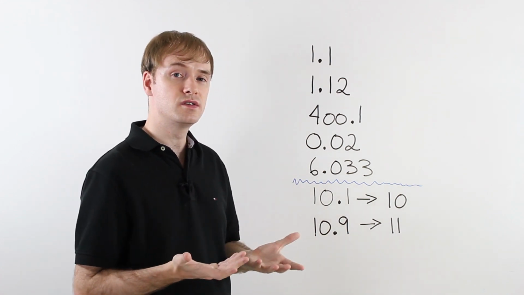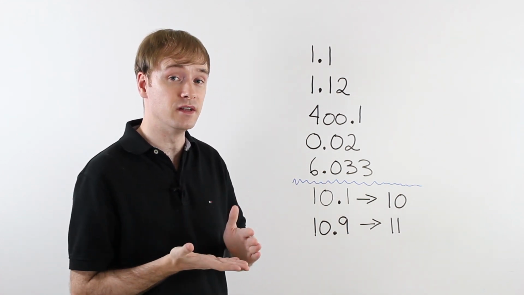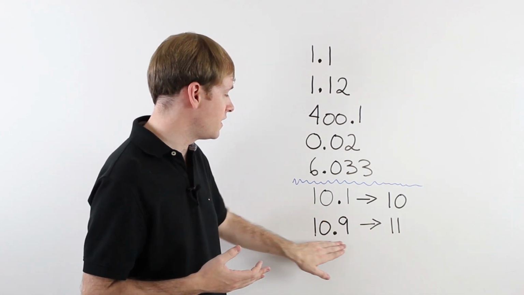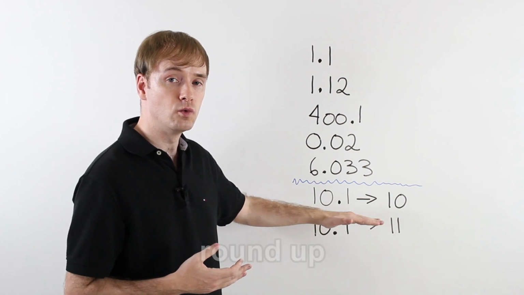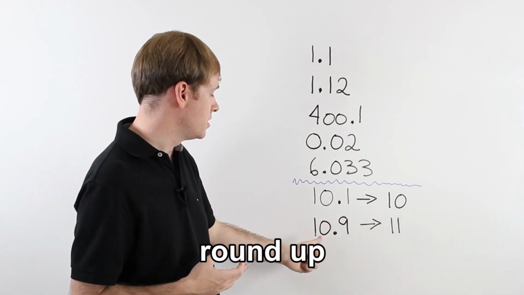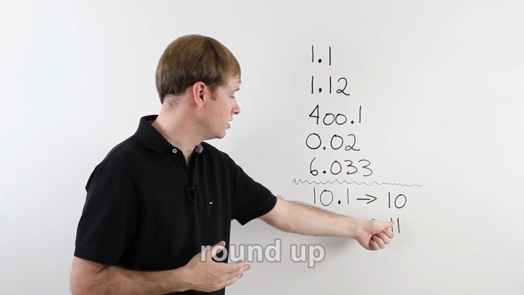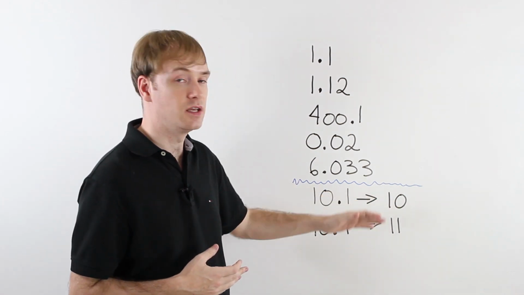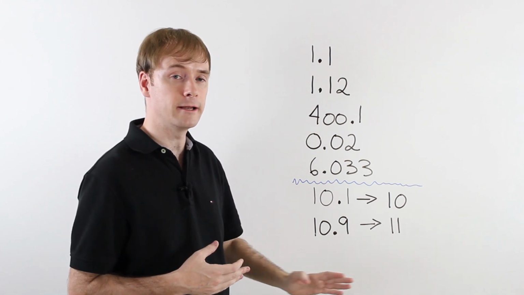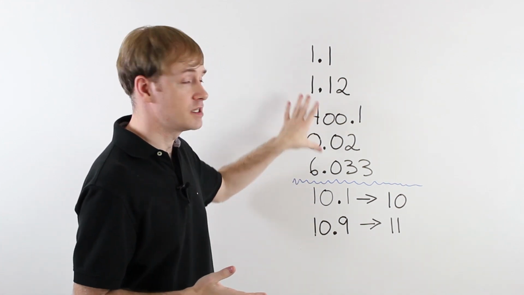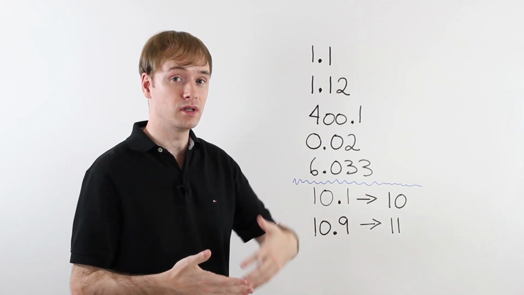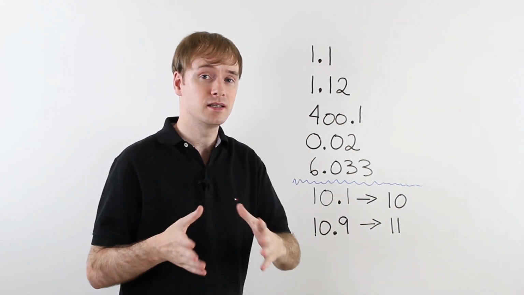10.9 is very close to 11. So we change 10.9 to 11. That situation is called round up. So changing 10.9 to 11, round up. 10.1 to 10, round down. All right? So I hope you understand how to use the decimal point, and I hope you understand round up and round down. Let's take a look at a few examples.